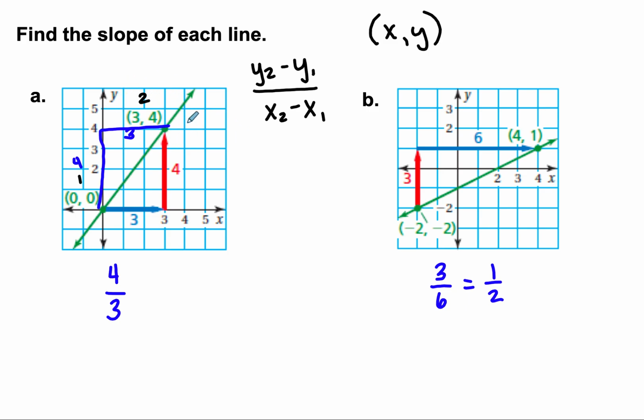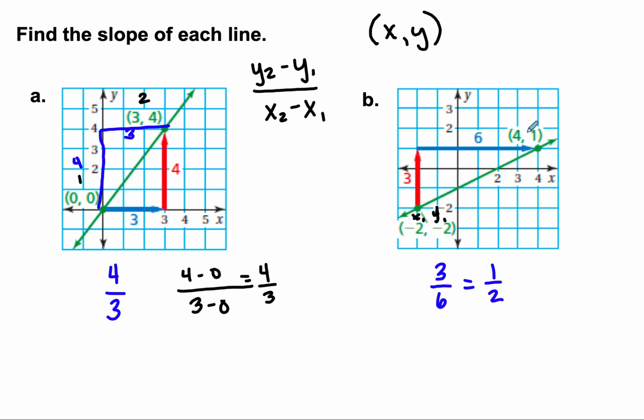You start with 1, and it doesn't really matter which one. X comes first, and then y. And you would set up your subtraction. I'll do it down here. My y is the second one, 4. And my x is the first one, 3. And then I subtract my x and y from the other point. This happens to both be 0. 4 minus 0 is 4. 3 minus 0 is 3. 4/3.